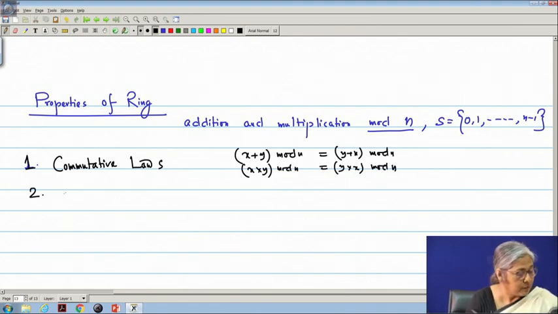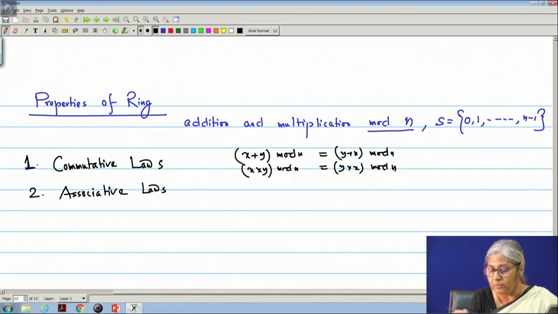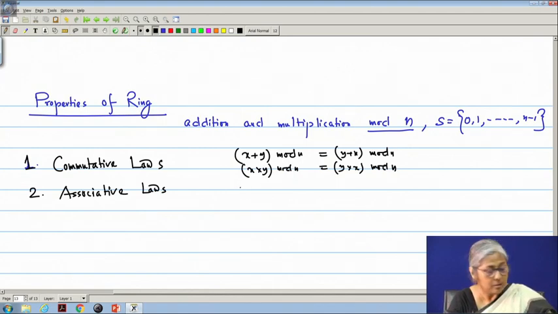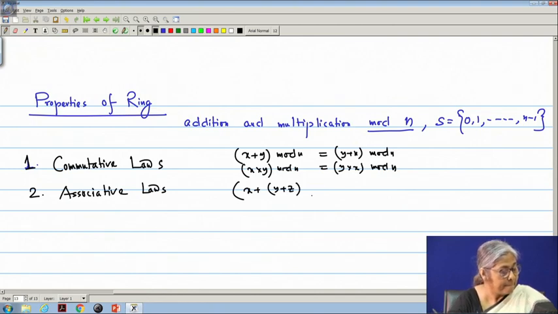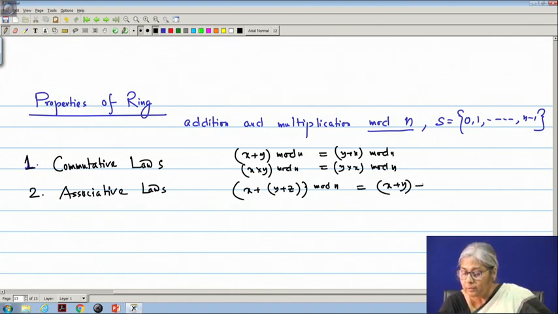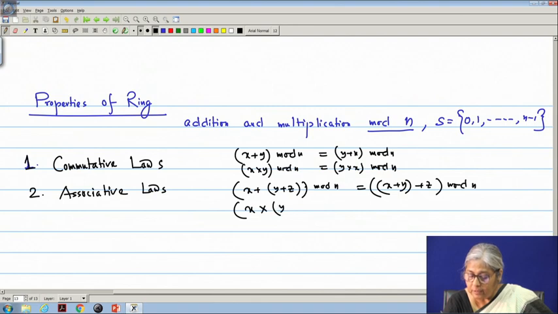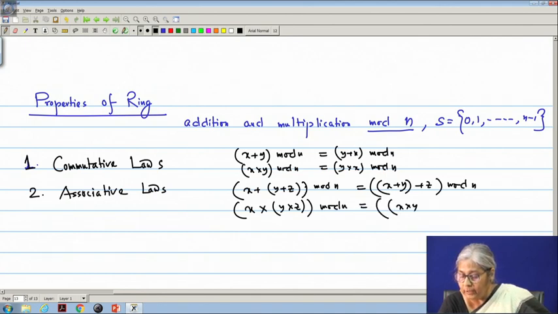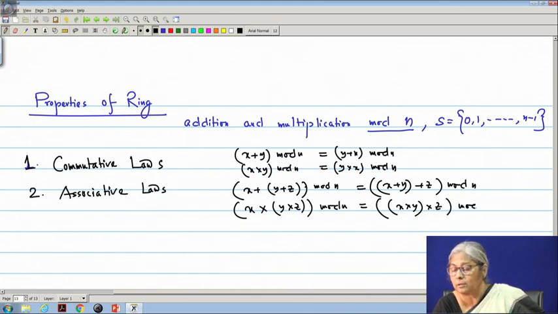Now, it is my associative laws. We remember that now x, y, z we consider, and we can write that x plus y plus z modulo n equal to x plus y plus z modulo n, and I can write x into y into z modulo n is x into y into z modulo n.